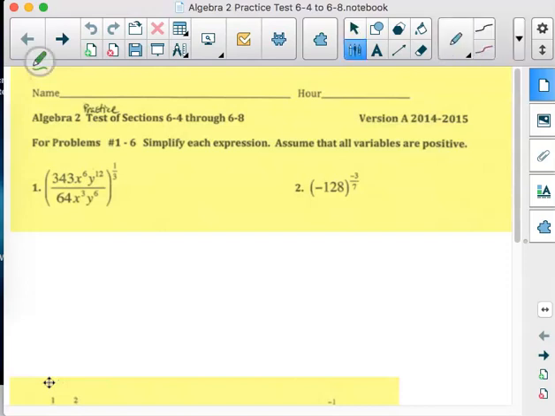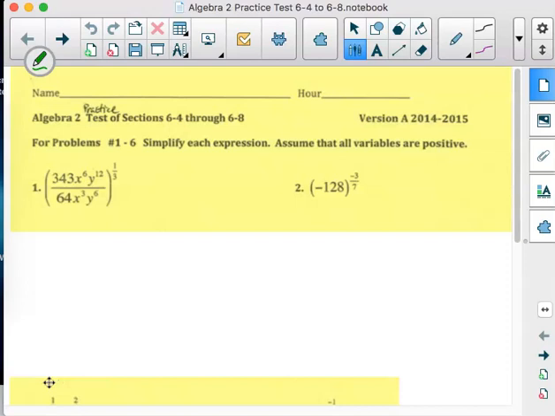So, practice test for 6.4 to 6.8, and it says we're going to simplify each expression and assume that all variables are positive. So after we came back from the last test, we said no more worries about absolute value. Don't worry about that at all.